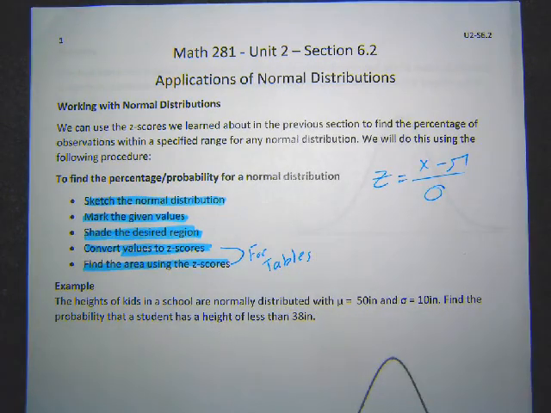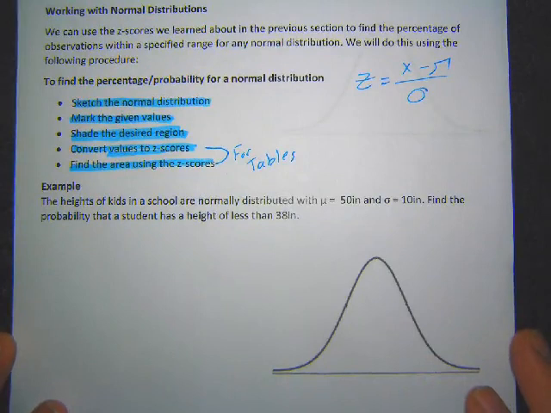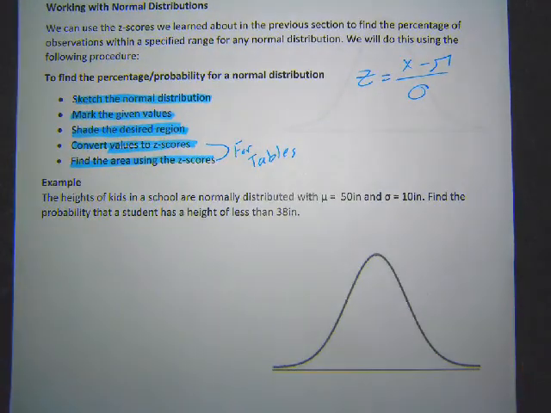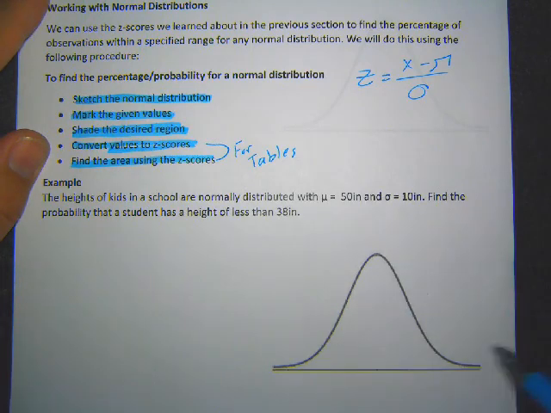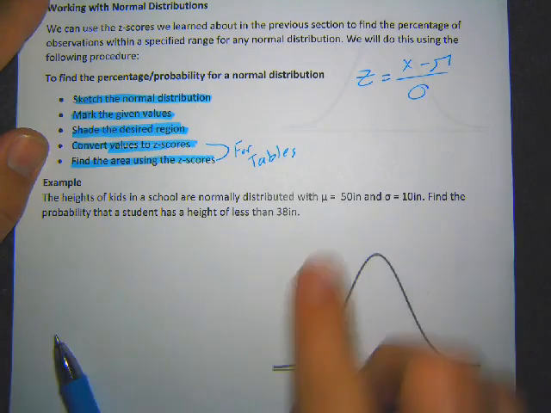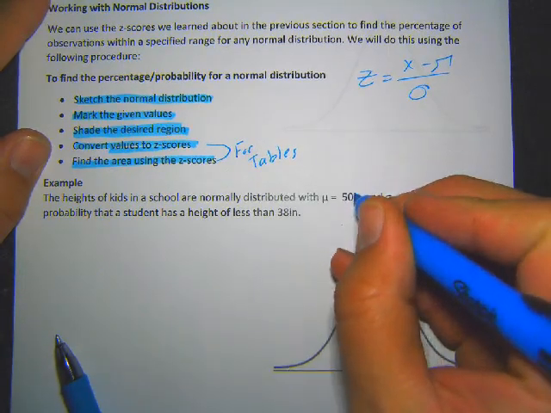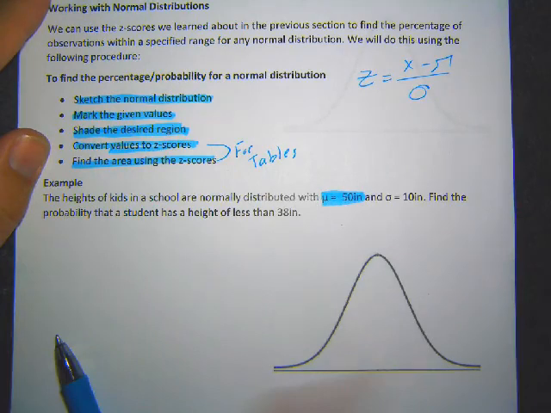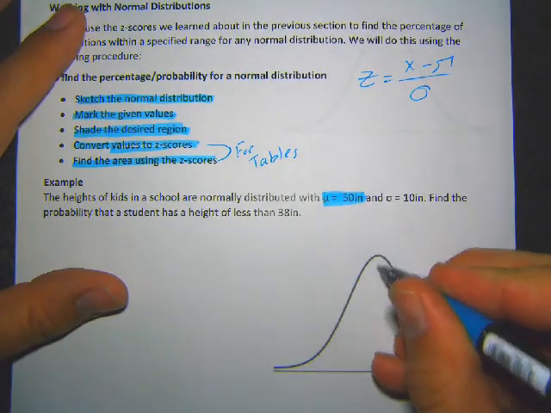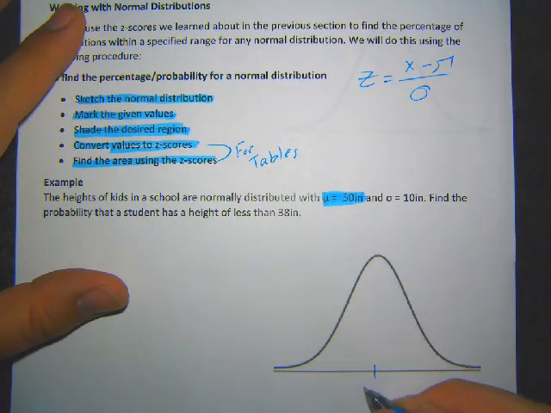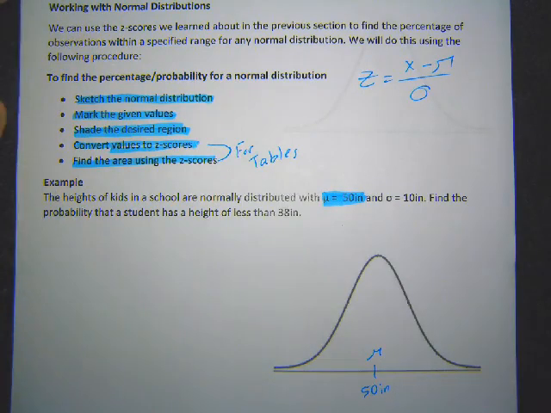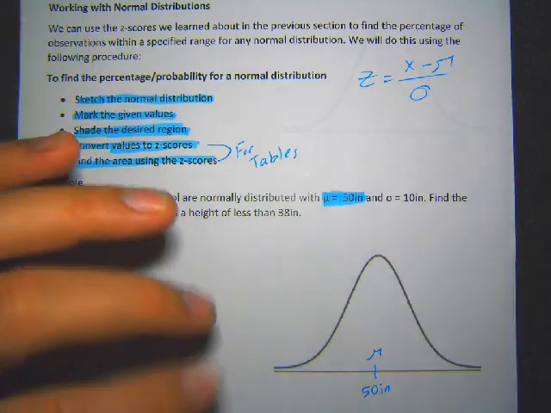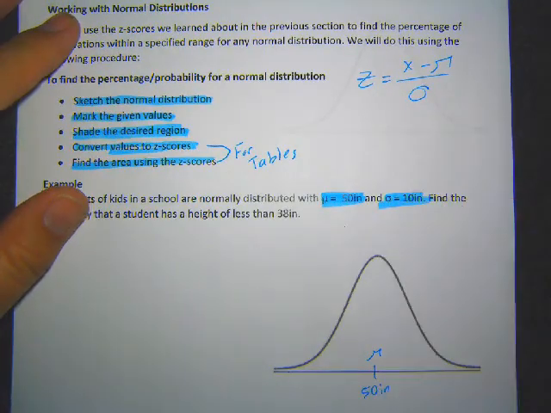So let's do one. We'll do it with the table first. So we'll solve this problem and see how it works. Okay, the heights of kids in school are normally distributed, so they have a normal distribution. That's the bell-shaped curve like this, with a mean of 50. Remember that mu is for mean, so that's telling us the middle number. So we can actually label that. That's a given. So right in the middle of this curve is going to be 50 inches. That's the mean. It's always in the middle. And then it says it has a standard deviation of 10 inches. So standard deviation, again, that's a measure of spread.